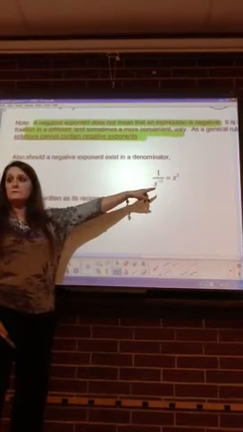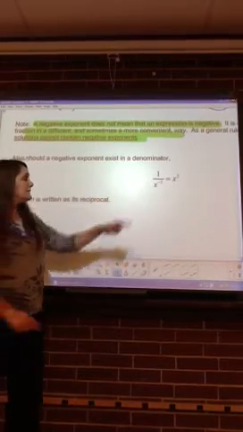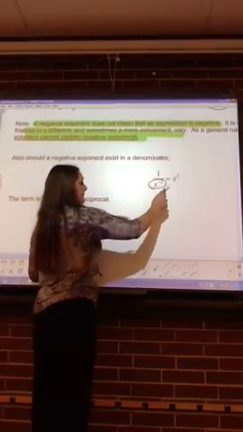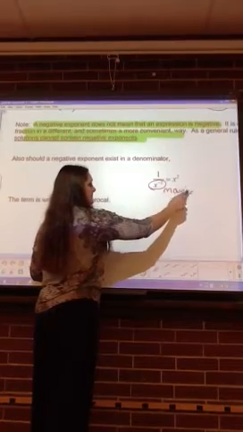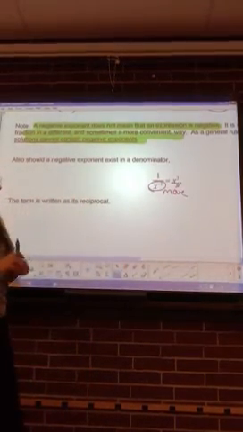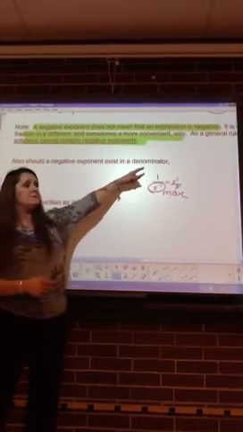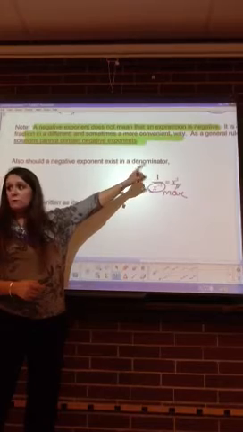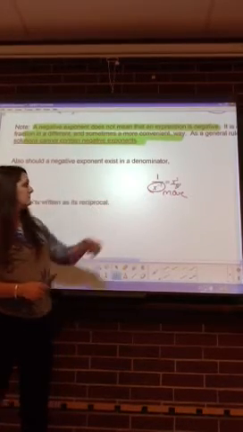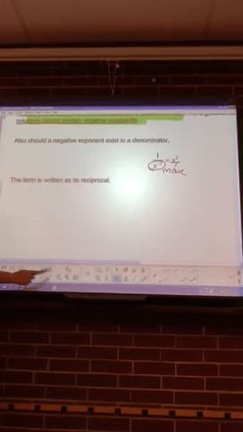This one goes the other direction. But the same question applies. If this is negative, it's got to move. That's the same as x squared over 1. So where you said flip it, that's pretty much what we're doing. We're moving from top to bottom. If it's negative, move it whichever place it is. Okay? The term is written as a reciprocal.